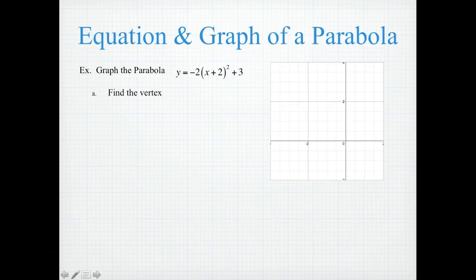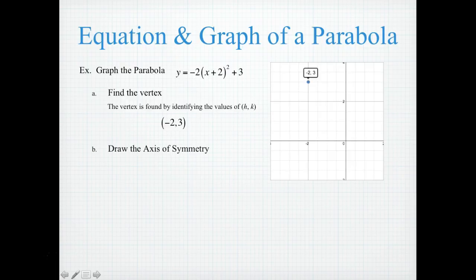Now, finding the vertex, I take the values of h and k. I know that I have a vertical axis of symmetry, so h is grouped with the x and k is located on the right, just outside the parentheses. So the vertex is going to take the value of -2, 3. So we plot the vertex on the graph. Next, we need to draw the axis of symmetry. Remember, the axis of symmetry in this case is going to be a vertical line, and it's going to pass straight through the vertex. So it's going to take the line x equals -2.